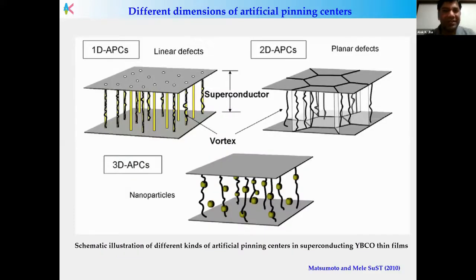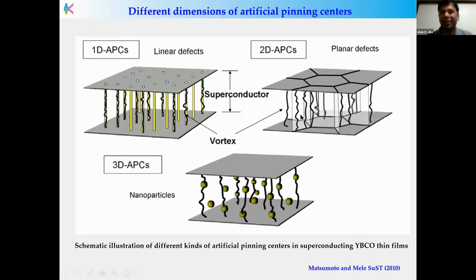So in this slide, you can see different dimensions of artificial pinning centers. These are linear defects growing across the C-axis of the film. And this can be introduced by irradiation of the film by heavy ions. Or there are some materials which, if we incorporate into the superconducting REBCO films, self-assemble in the form of columnar nanostructures. So they are called one-dimensional artificial pinning centers.